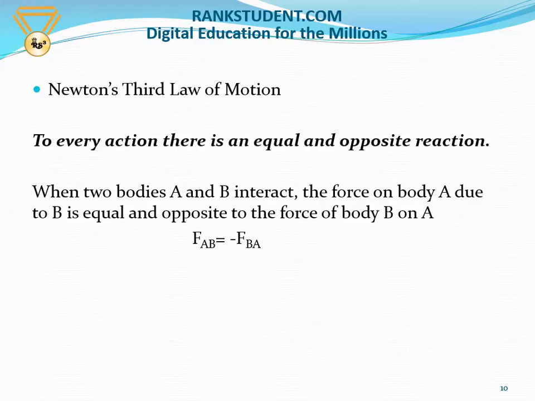Newton's third law of motion states that to every action there is an equal and opposite reaction. If you push on a wall with your thumb, the wall pushes back on your thumb with an equal and opposite force. In general, when two bodies A and B interact, the force on body A due to B is equal and opposite to the force of body B on A, stated in the form of an equation: FAB equals minus FBA.